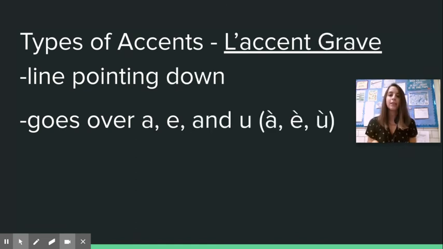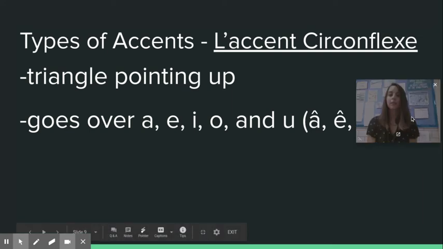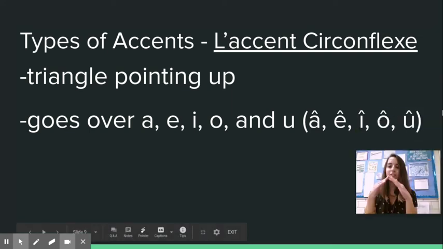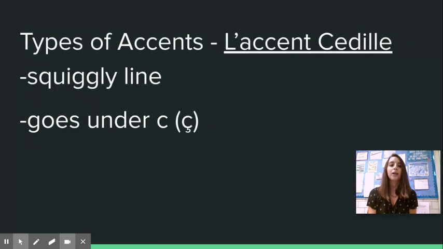The accent grave, it's like the opposite. It's like a line that points down, so it starts high and it goes low. And it can go over an A, an E, and a U. The circumflex is like a little triangle, so that one's pretty easy to spot. It can go over A, E, I, O, and U, so any vowel, and that's what it looks like on all of those. When it goes over an I, it replaces the dot.